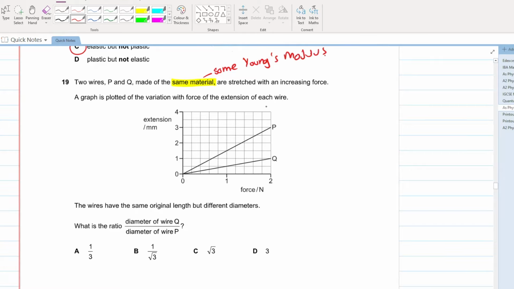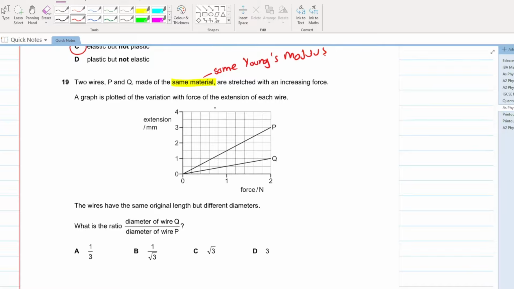Simple. Are stretched with an increasing force. A graph is plotted of the variation with force of extension of each wire. So force versus extension graph is plotted. The wires have the same original length but different diameters. What is the ratio of the diameter of Q divided by the diameter of P? You have to calculate the ratio of the diameter of Q divided by the diameter of P.